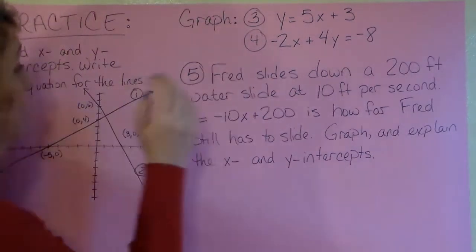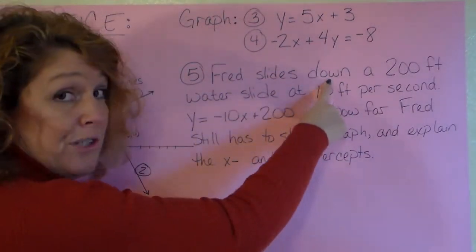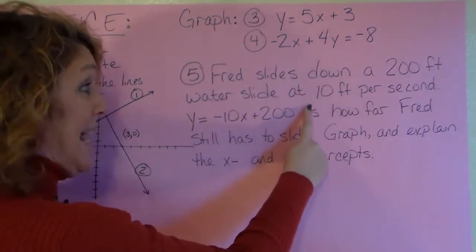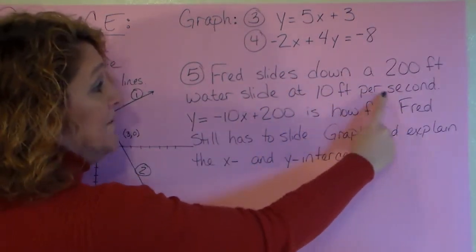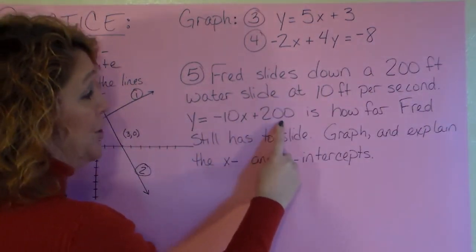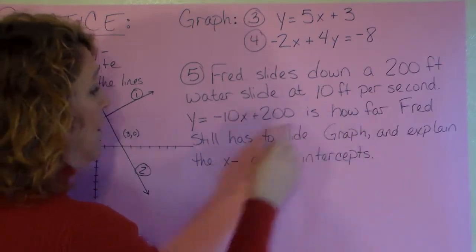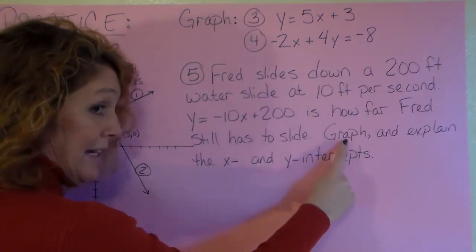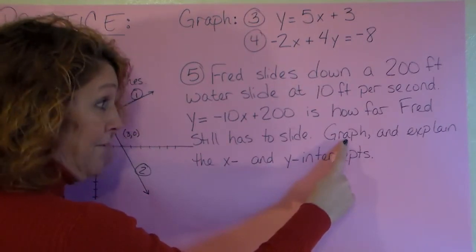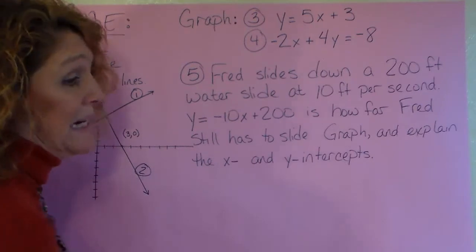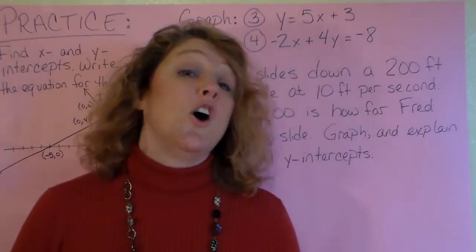Number 5. Fred slides down, so you're descending, a 200-foot water slide at a speed of 10 feet per second. Y equals negative 10x plus 200 is how far Fred still has to slide. You're going to graph this, build your own graph, and explain what the x and y intercepts mean. Okay? That's the concept part.